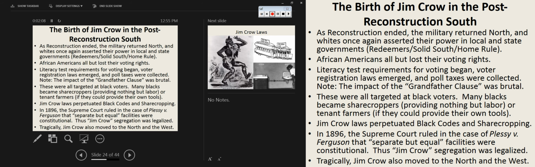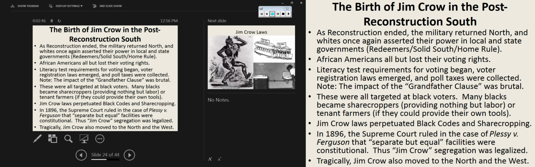So Reconstruction ends with the Compromise of 1877, and suddenly the local and state governments start to regain control, or former Confederates start to regain control of their land, of their political influence, and what this becomes known as is the Redeemer movement, the Solid South movement, the Home Rule. This faction of Southern Democrats will ultimately be referred to as the Dixiecrats. They're returning to the status quo of white rule.